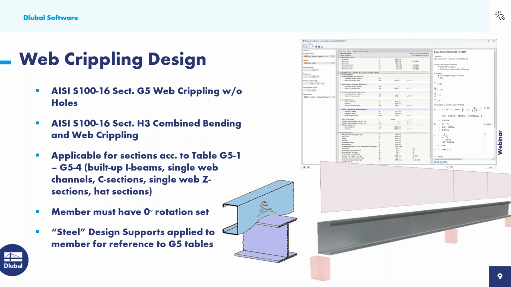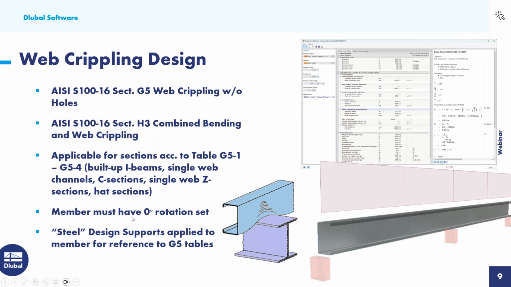So we can carry out the design of web crippling according to section G5, and this is web crippling without holes, as well as section H3, which is combined bending and web crippling. Now, this is only applicable for sections that are referenced directly within the standard, in particular table G5 1 through 4. And those sections are listed here. So any other cross section outside of this list, we won't be able to check web crippling, so you would need to manually take that into consideration.